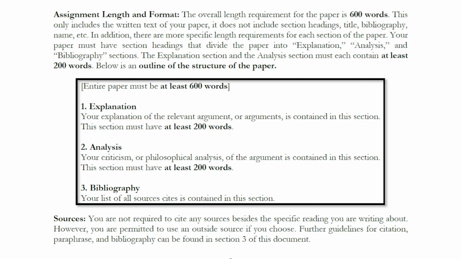So you would not want to spend 590 words, for example, explaining the argument and then only have one sentence criticizing it. Again, these requirements are just minimums. You are welcome to go past 200 words on either or both sections. And in fact, you would actually have to have more than 200 words in at least one of these sections in order to meet the overall word requirement of 600 words.